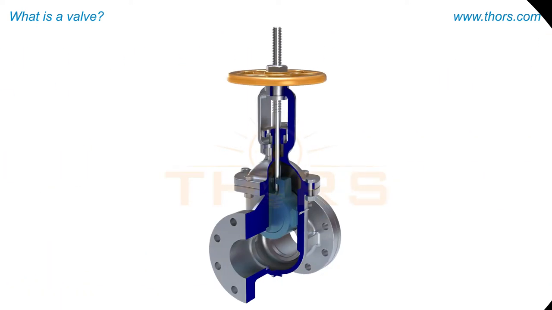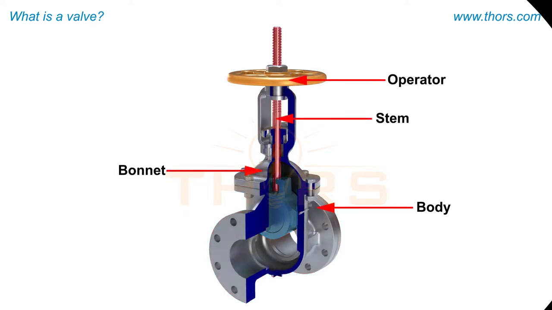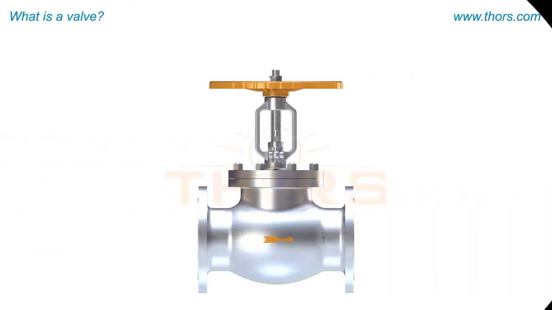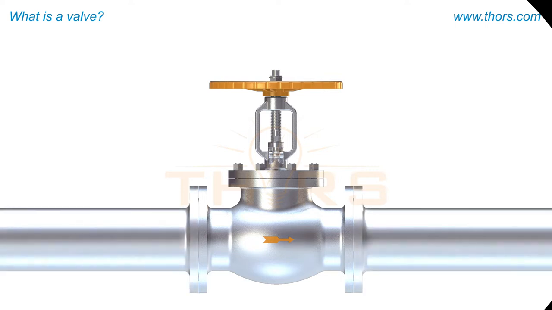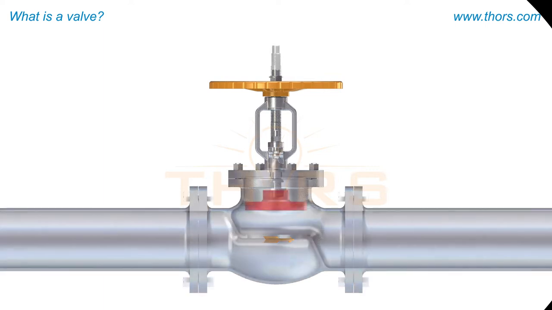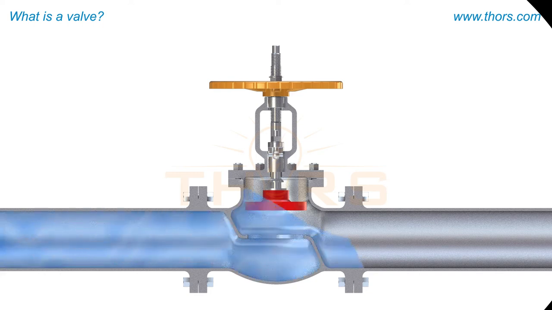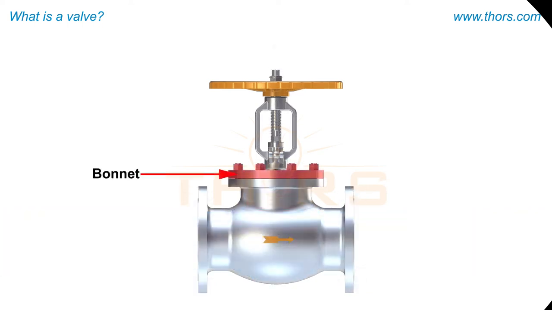A valve is typically made up of the body, bonnet, operator, stem, closure member, and seat. The body is the framework that holds the various components of the valve together. The two ends of the body are connected to the pipeline, and the media flow through the valve body. The bonnet acts as a cover to the valve's body. All the internal components of a valve are enclosed by the body and the bonnet.